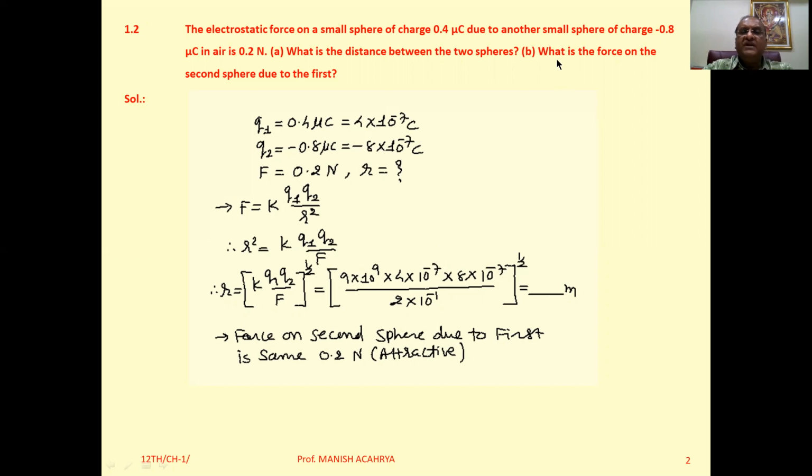Now second question, that is what is the force on second sphere due to the first one? That will be the same one, because this is the force between those two charges. So we can say that is force on 1 by 2 or force on 2 by 1. It is one and the same thing. So clear to all of you?